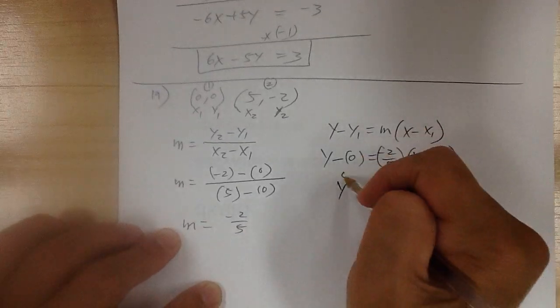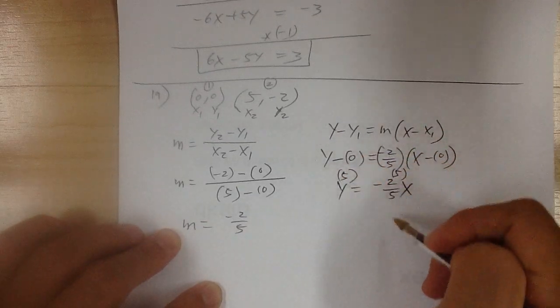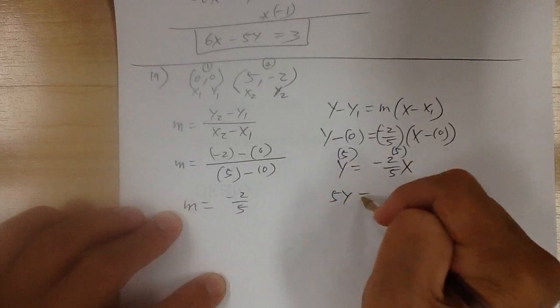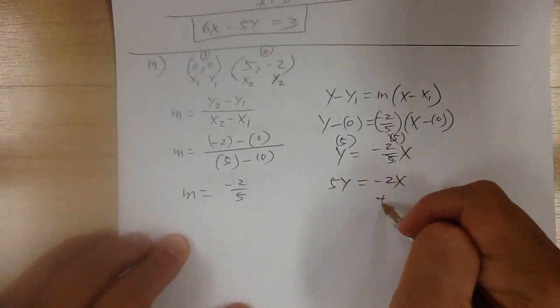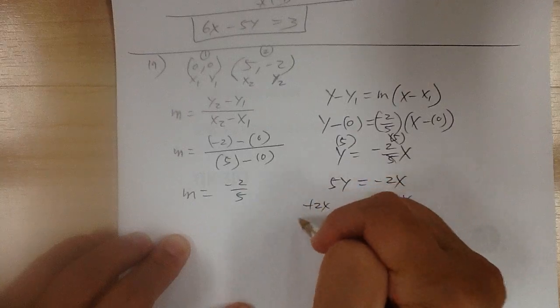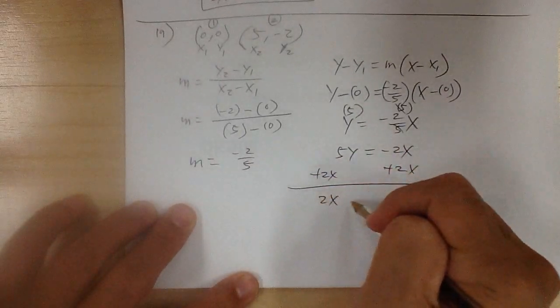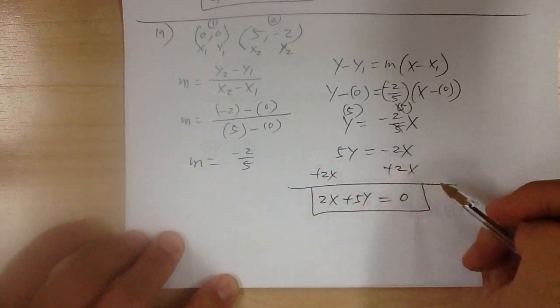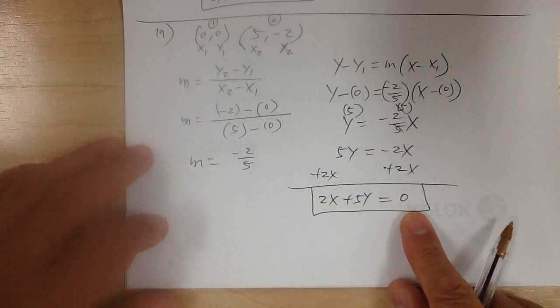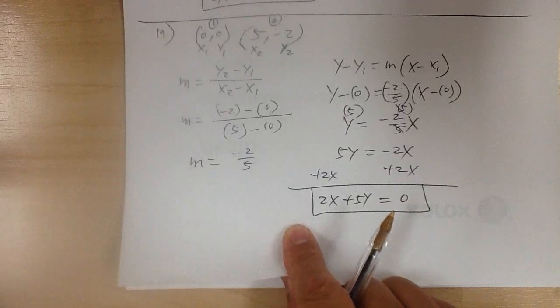Okay, then multiply by the common denominator to get rid of the fraction. Okay, then move this over. So plus 2x, plus 2x. So you got 2x plus 5y equals 0. Okay, and that's it. Again, don't freak out when you have 0. Okay, next one.